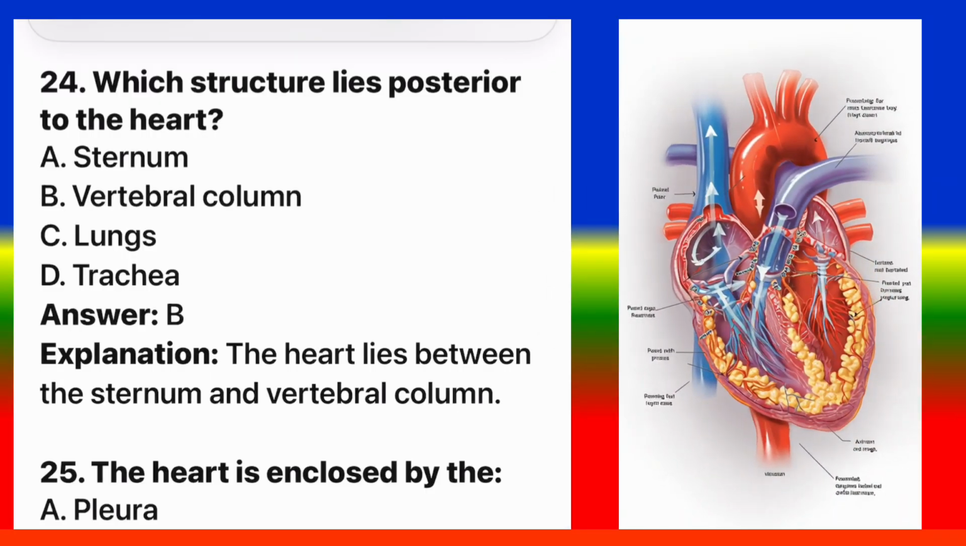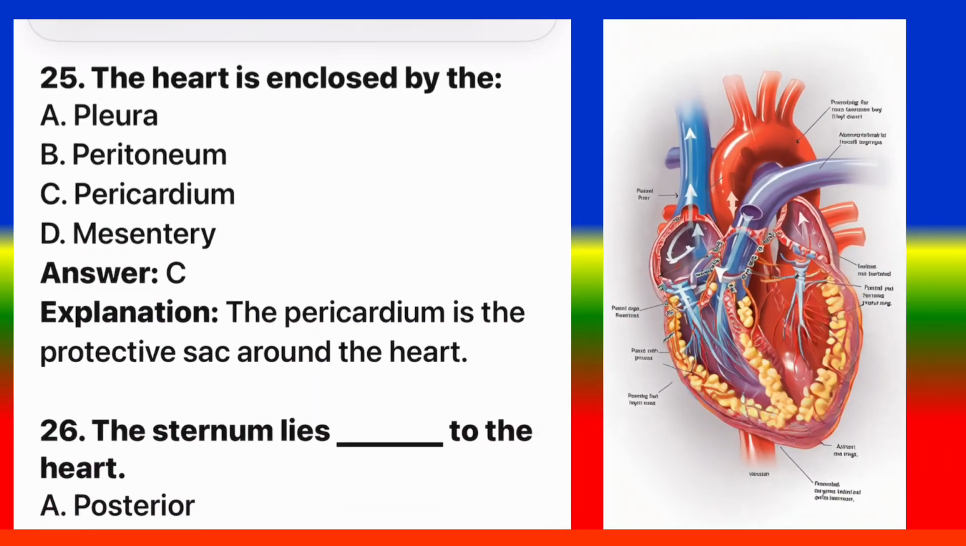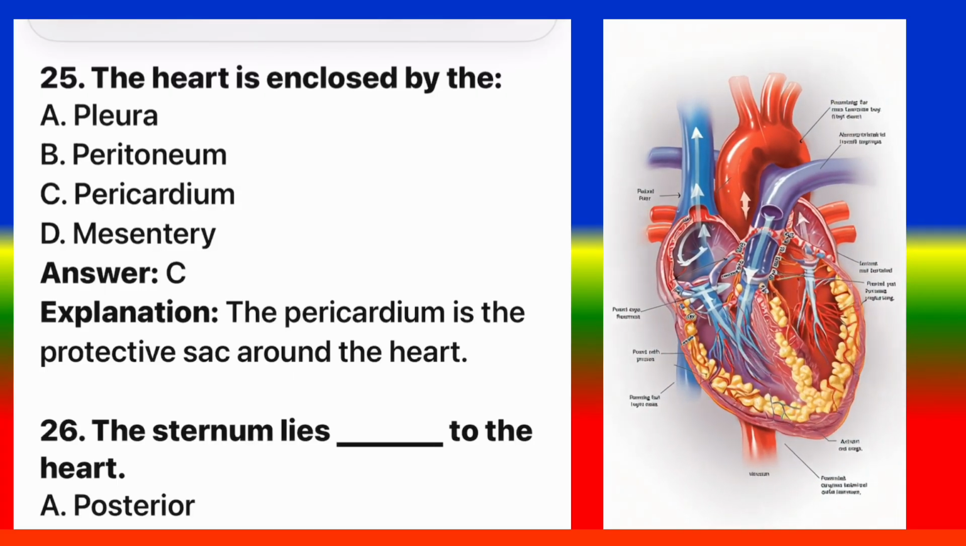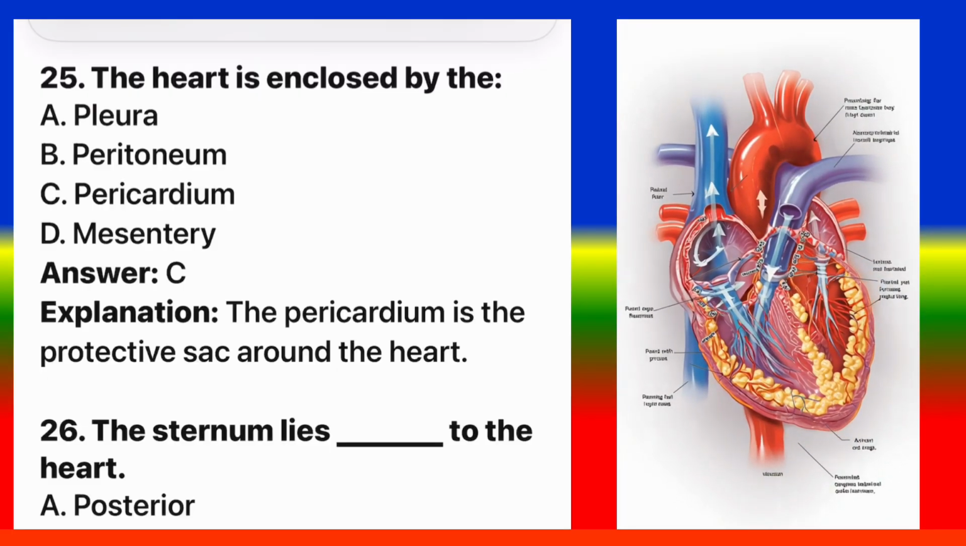Explanation: the heart lies between the sternum and vertebral column. 25. The heart is enclosed by the A. pleura, B. peritoneum, C. pericardium, D. mesentery. Answer explanation: the pericardium is the protective sac around the heart.